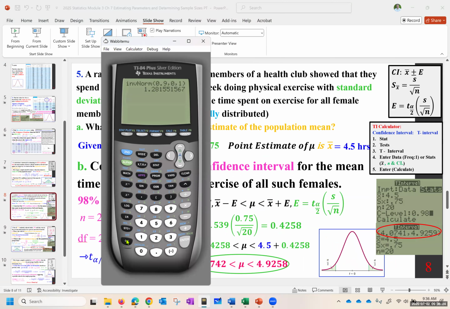Okay, so just for the sake of argument, to use a calculator, we click on stat, you go to test, after the z interval we get the t interval, enter, data, we go to stats, X bar 4.5, S is 0.75, 0.75 or 0.75 makes no difference.